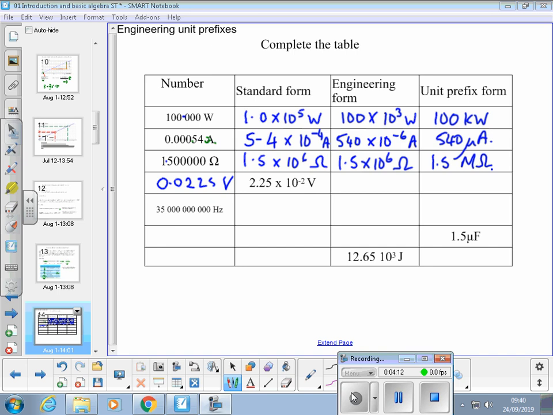Engineering form, what we've got to do, we've got to go one more place to the left, 22.5 times 10 to the minus 3 volts, and that's 22.5 millivolts, lowercase m.